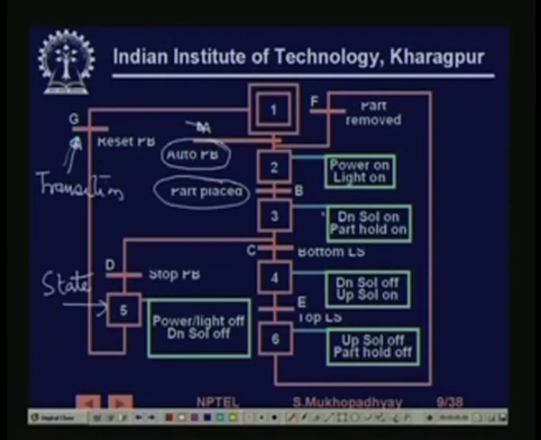On the other hand, these green rectangles indicate which outputs are on at each state. For example, you can see that in state 1 nothing is on, none of the outputs are exercised, while in state 2 the power and lights are on. In state 3 the down solenoid is on. Actually, this is the state when the solenoid is coming down.